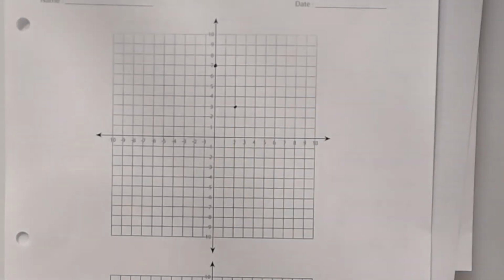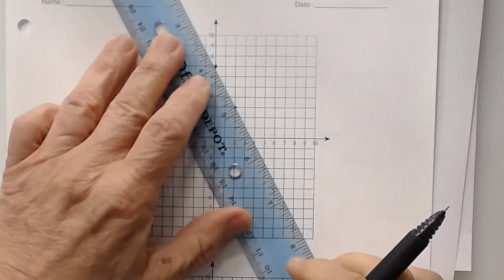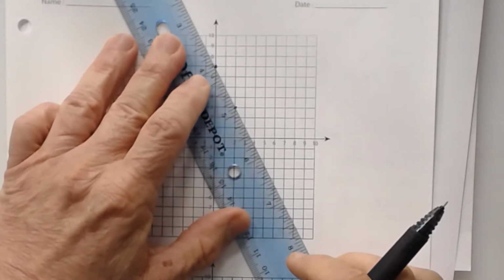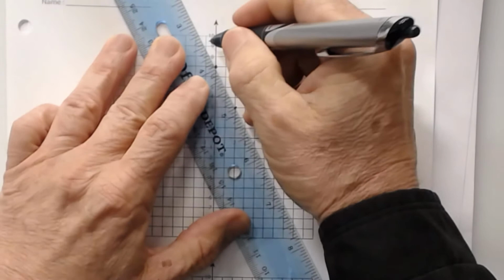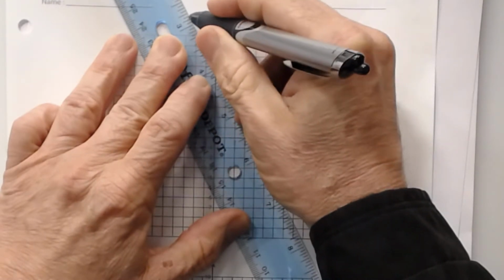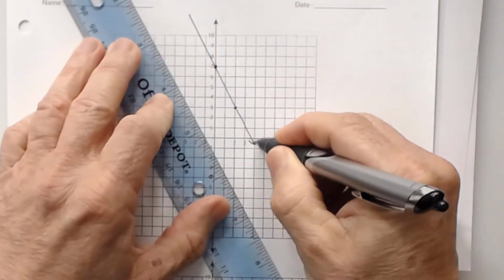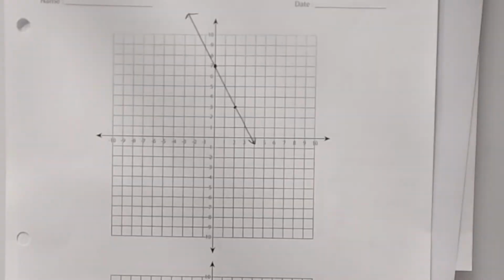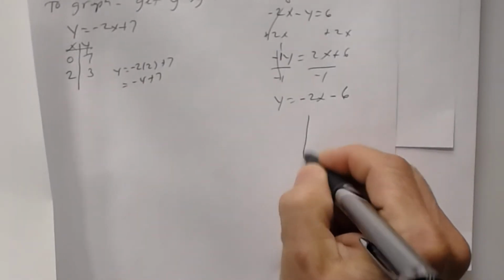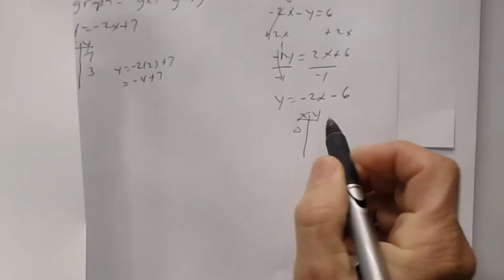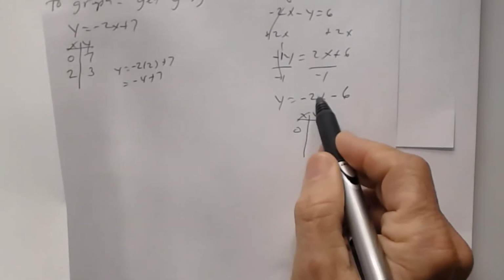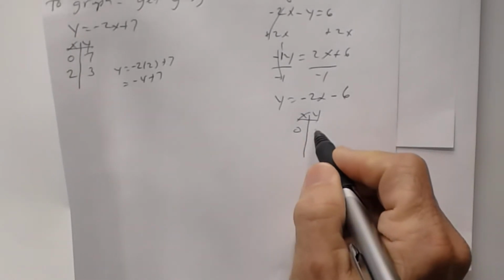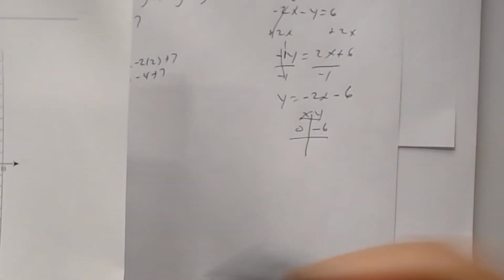So I'm going to graph that line, and I end up with this line. Okay, so I get that line. Now the other one, I'm going to plot 2 points. Again, I'm going to use 0. If x is 0, I get negative 2 times 0 is 0, and what's 0 minus 6? Negative 6.